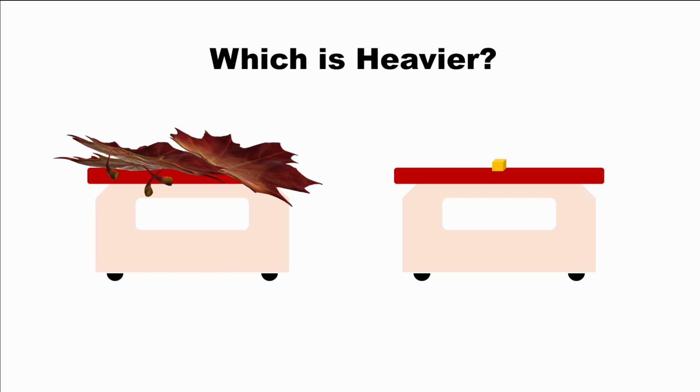If you put two objects on the scale, leaves which weigh a pound and a block which weighs a pound, the question is, which one is heavier? Well, the answer is they have the same weight and the same mass, so they actually weigh the same amount, but there is something that is fundamentally different.